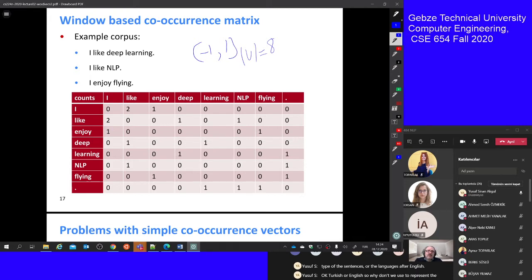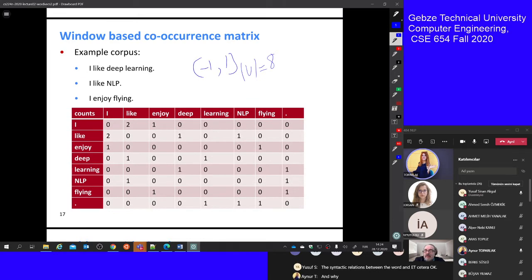So why don't we use this to represent words? It turns out that this works very well, and it gives you an idea about the meaning of the words. It gives you ideas about the syntactic relations between the words, etc.